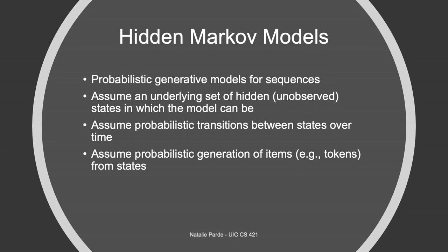Hidden Markov models assume that on top of what you saw in the previous example, the states themselves are hidden. So you can't directly observe the sequence of states. Instead, you make observations of what comes out of the states. But you can assume that there are probabilistic transitions from one state to another, and you can also assume that observations are probabilistically generated from those states.